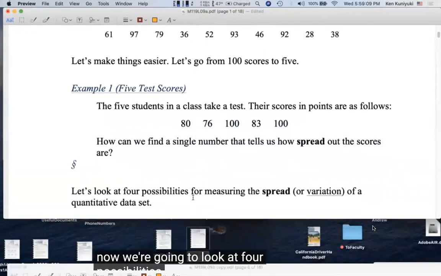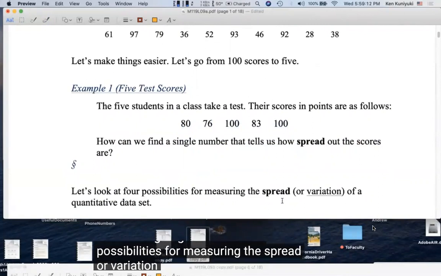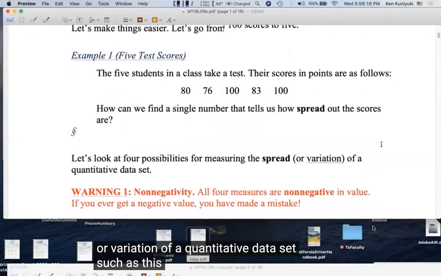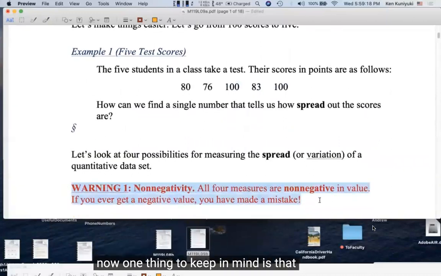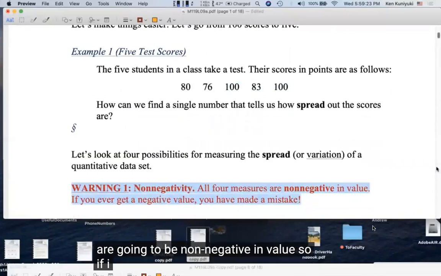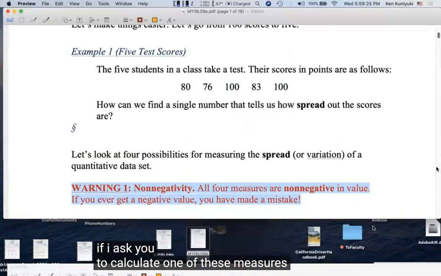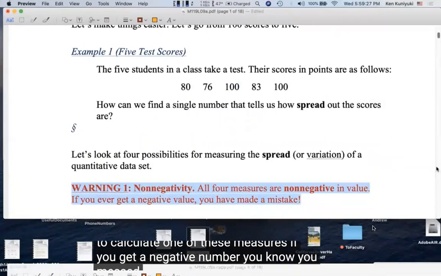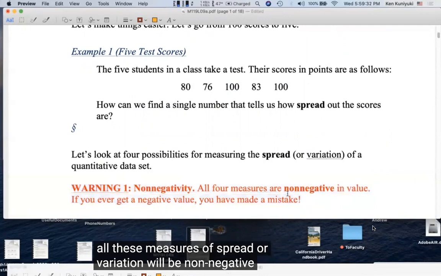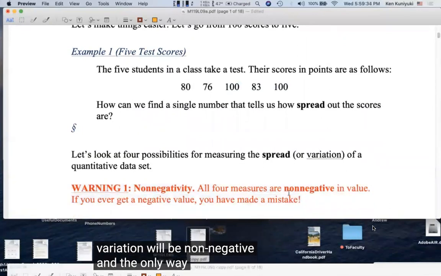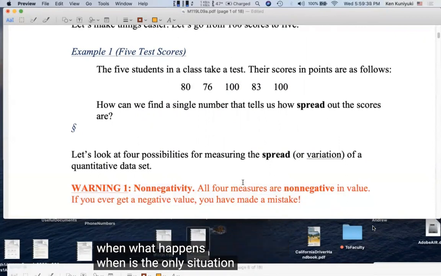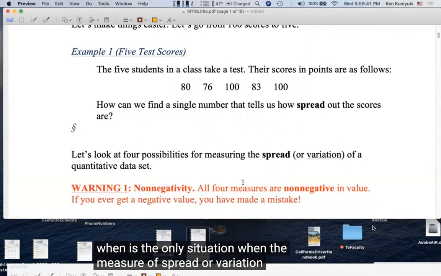Now we're going to look at 4 possibilities for measuring the spread or variation of a quantitative data set, such as this. One thing to keep in mind is that all 4 measures are going to be non-negative in value. So if I ask you to calculate one of these measures and you get a negative number, you know you messed up. All these measures of spread or variation will be non-negative. And the only way it could be 0 is when what happens? When is the only situation when the measure of spread or variation would be 0?